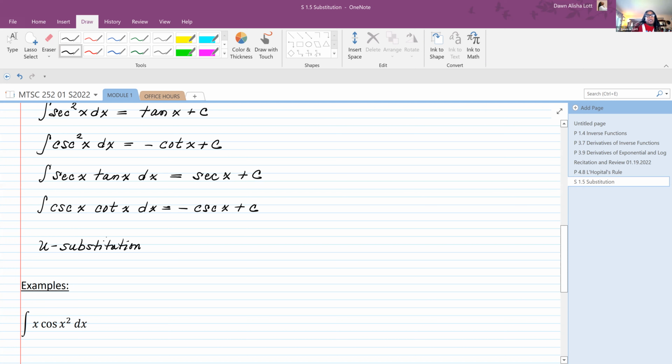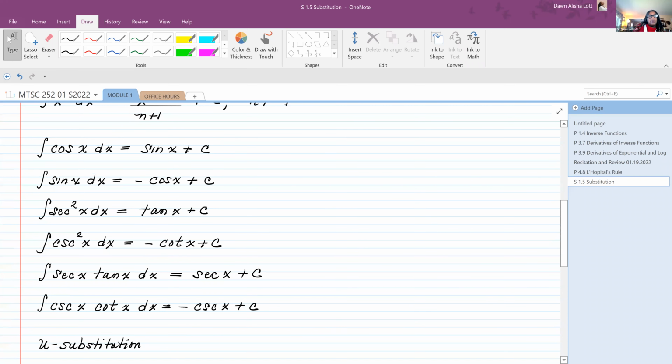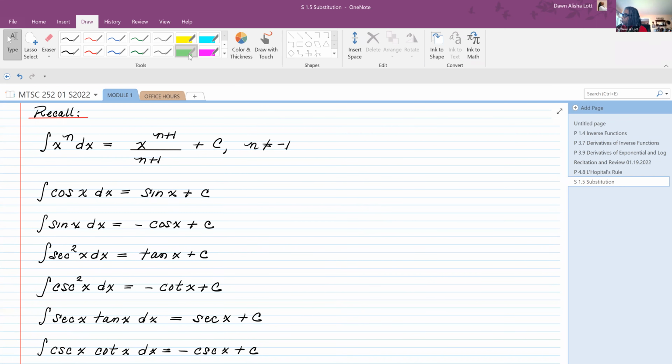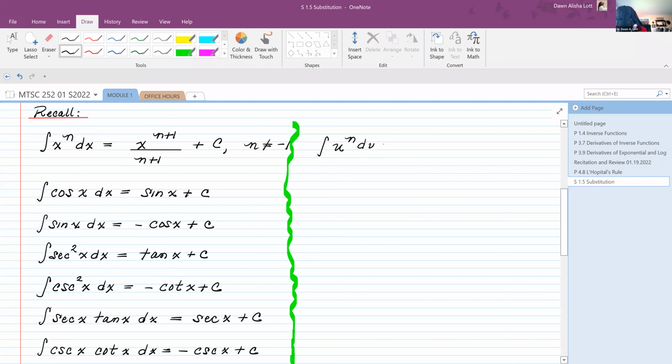I need to be able to take all of these integrals and do the same thing with u. So we're going to go down the page. Okay. So the integral of u to the n du is u to the n plus 1 divided by n plus 1 plus a constant.